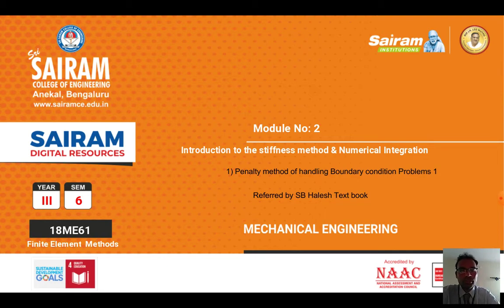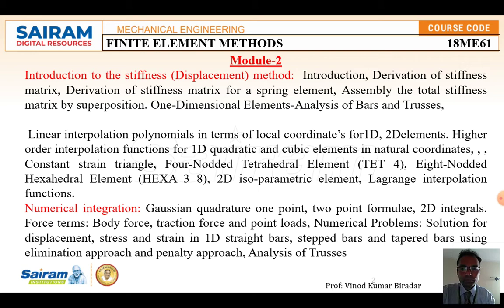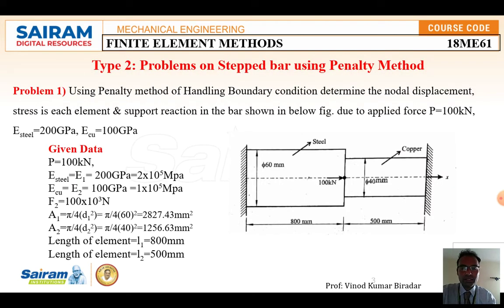Okay, so in this whole module 2 I am going to use the textbook problems and images. Whatever images you are going to see are from the textbook, and the same syllabus will be there. That is type 2, the same bar problems, which we are going to solve by using two methods: the elimination method and the penalty method. So far we studied the elimination method. The same problem we are going to solve by the penalty method in the upcoming videos, that is a stepped bar problem using the penalty method.